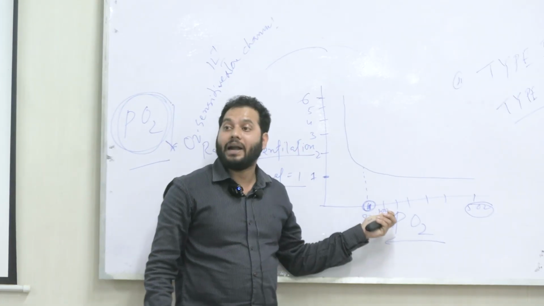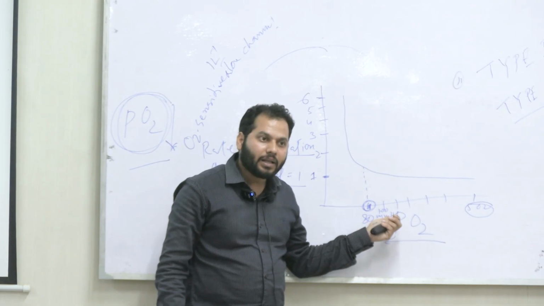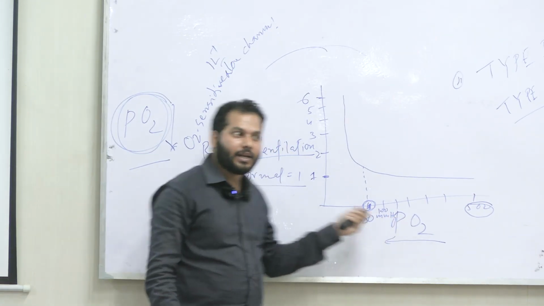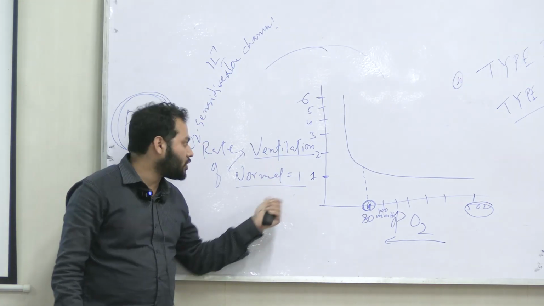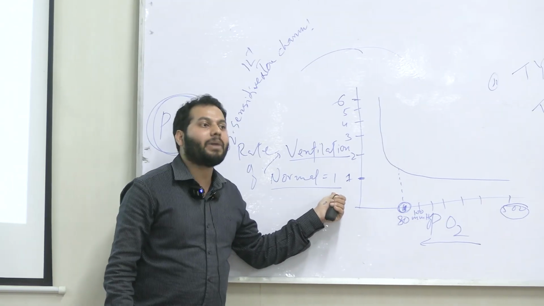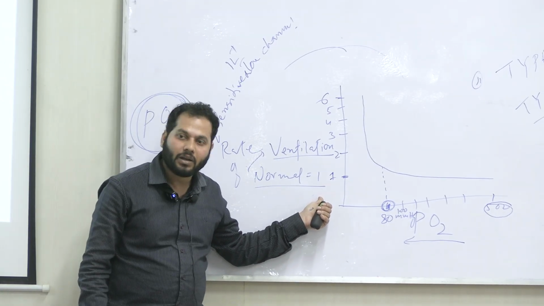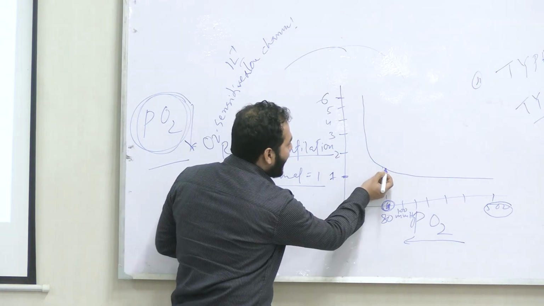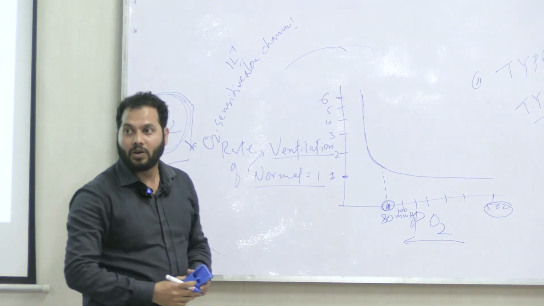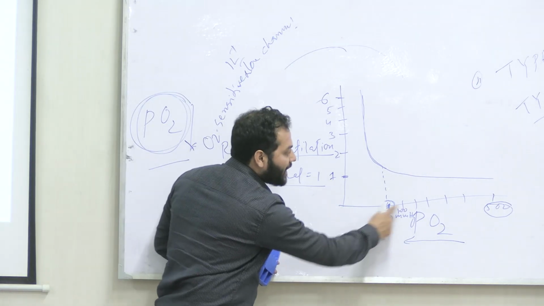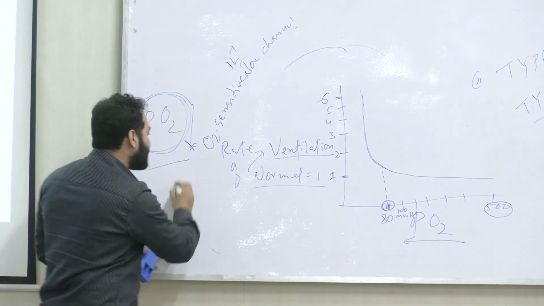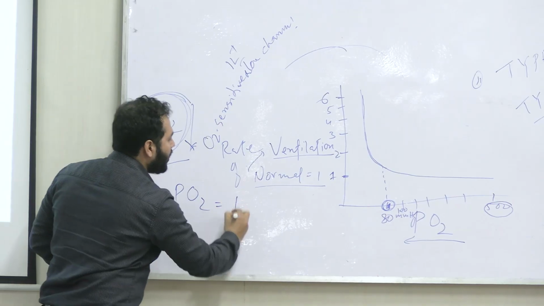So now see the decrease. Up to 100 mmHg, the ventilation rate was normal. Here the normal rate of ventilation, suppose 1. Now suddenly the pattern of the graph changes, and the pressure is below 100.